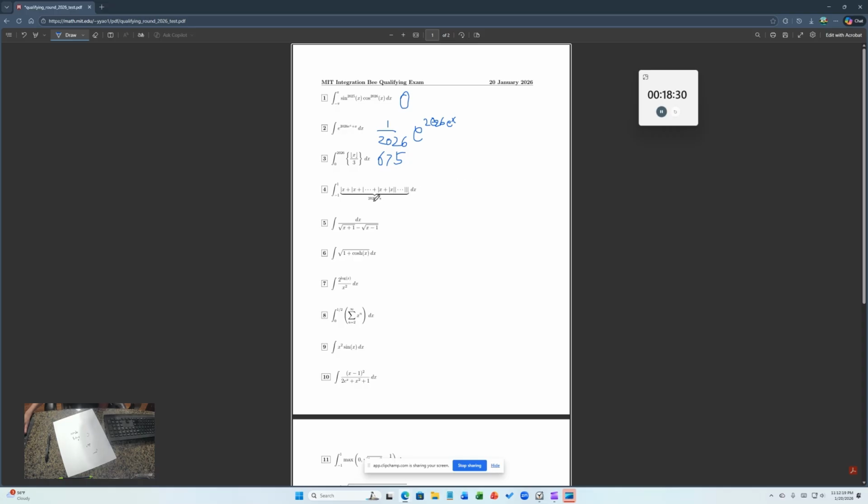All right, so problem number 4. Wait, how did you do this one? This is super interesting. Okay, wait, so when x is positive, it just becomes 2026 x dx. So that just becomes 1013. But when x is negative, that's the bigger issue.